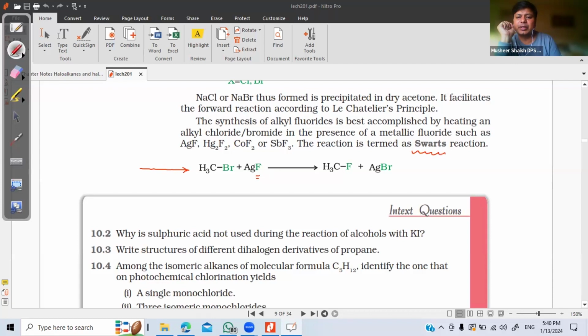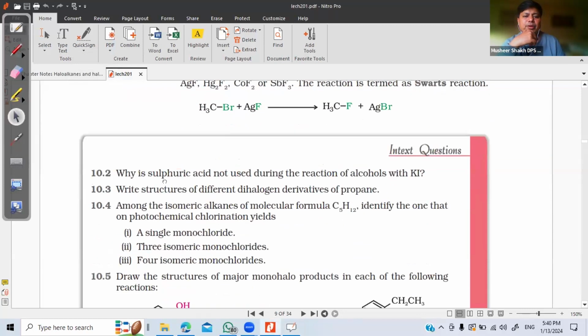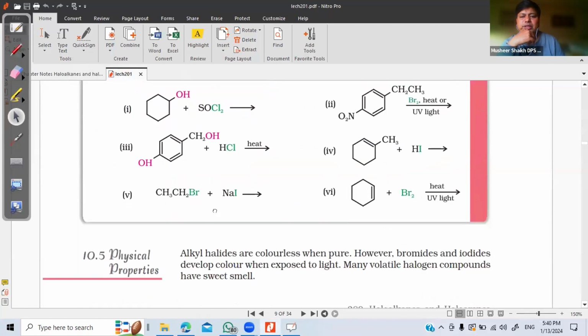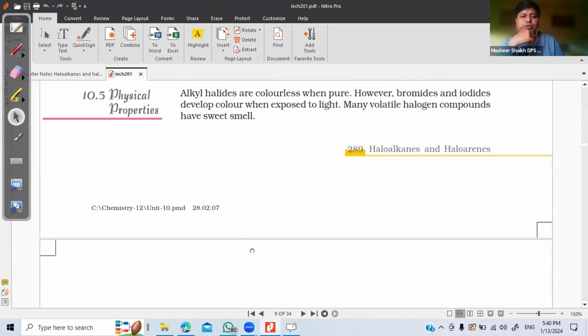You must remember, the bromine or Cl or iodine gets replaced by the more reactive F, and you will get the alkyl fluoride. There are some index questions again, we must go through them.